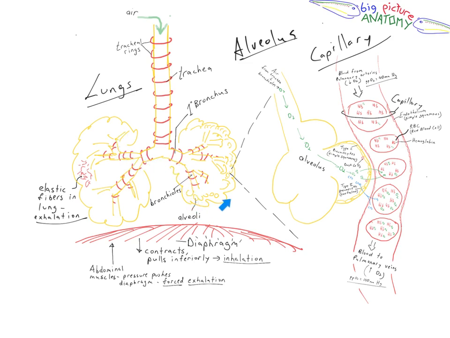Once the air is out into those alveolar sacs, that's where oxygen can easily diffuse across the thin, simple squamous cell lining of the alveolar sacs, across the simple squamous cells of the capillary, and into the red blood cells, where it combines with the hemoglobin and is carried back to the rest of the body. That's how the lungs work from big picture anatomy.